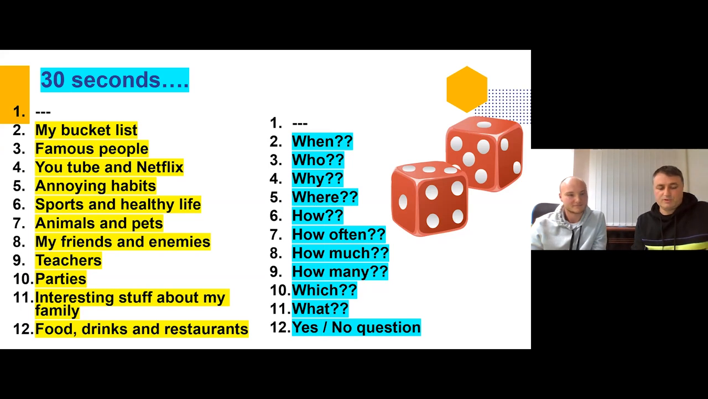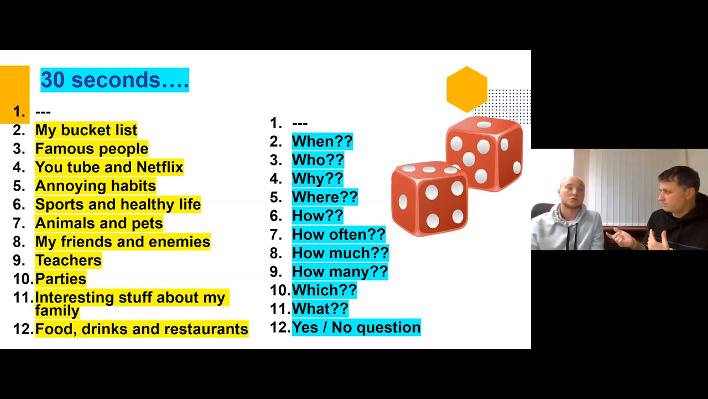I'll do the same. So number seven, six and one, animals and pets. And number five, where? Animals and pets and where? So I need to come up with a question for you with that. So you said you have a dog, actually two dogs. Two dogs, two chihuahuas actually. Yeah. So where do you keep them?